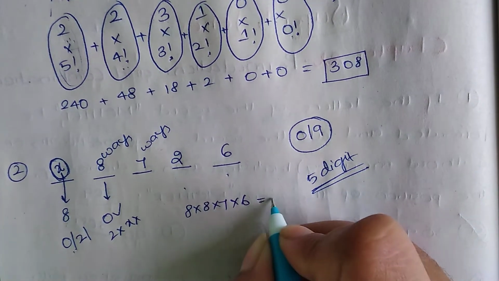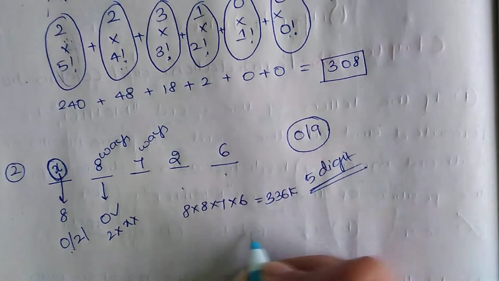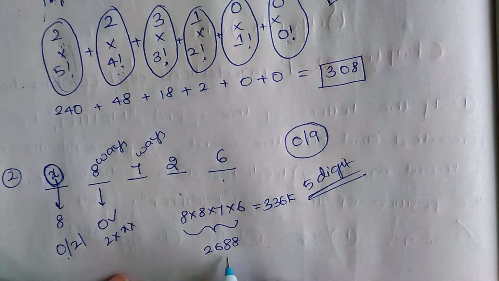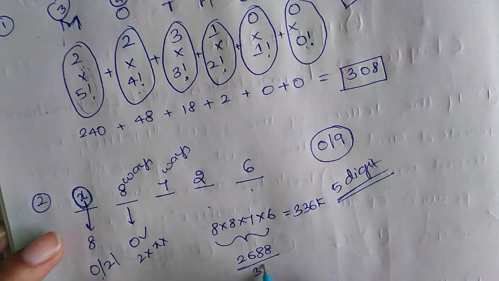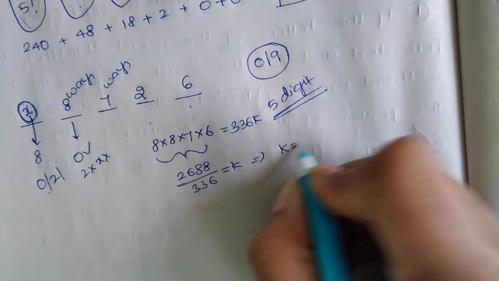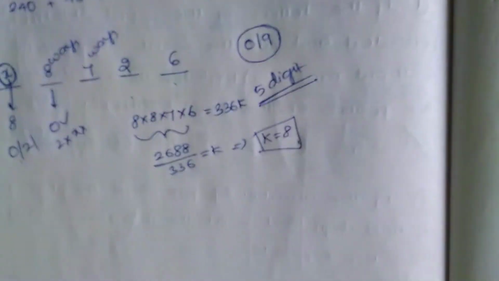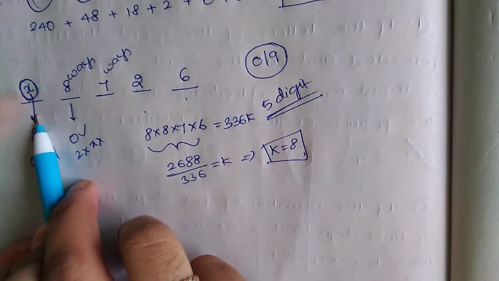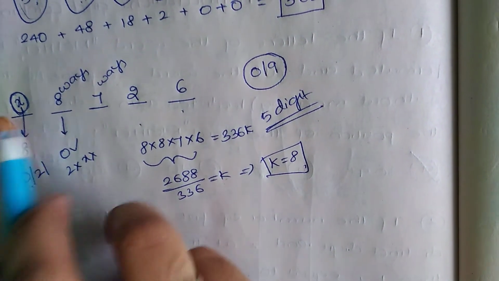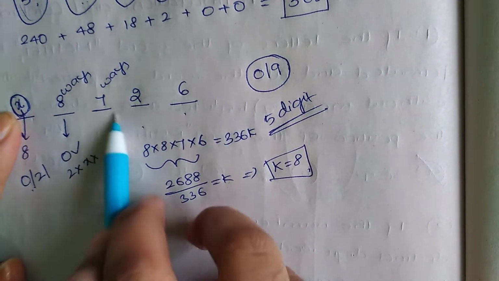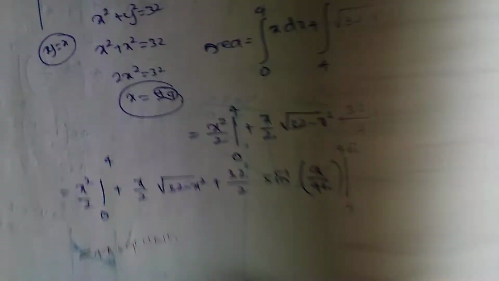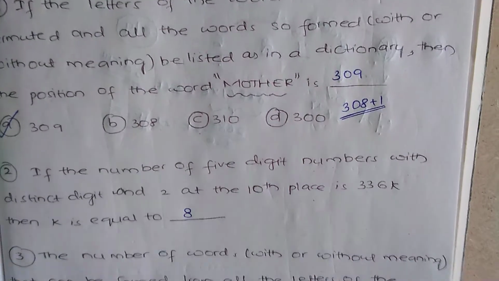How much do you get? This will be equal to 336k it seems. This product will be 2688. So 2688 by 336 is equal to k, which implies, I have calculated this already, you'll get k as 8. Okay, that's it. In here you will not get 0. Why? If 0 comes here, then it will become a 4-digit number. Only point to remember from this question is that. The rest is all simple.